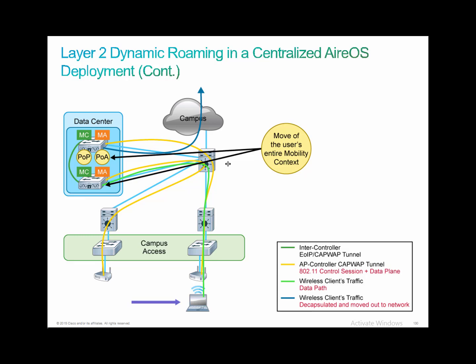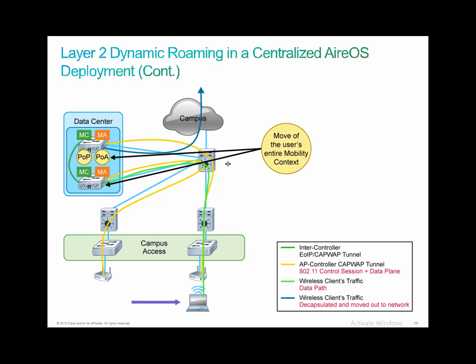New security contexts and associations may have to be reestablished here, but usually that's transparent to the user. The client database entry that was originally created on the original controller gets copied and updated for the new AP on the secondary controller. We'll call it the foreign controller in this case, even though that's a term we typically reserve for layer 3 roaming. The client's entire mobility context gets moved. That's what that POP and POA represents, the mobility context of the client itself. The client's traffic also moves to that new path.